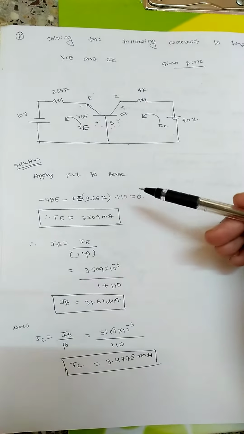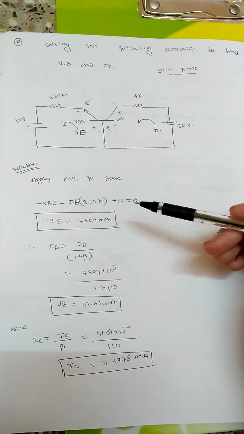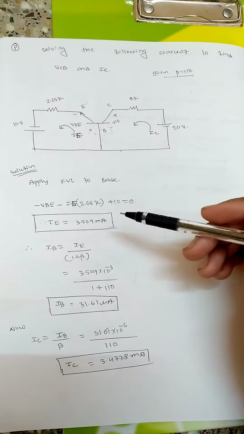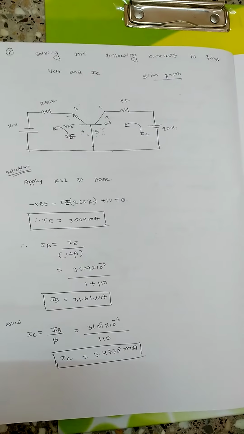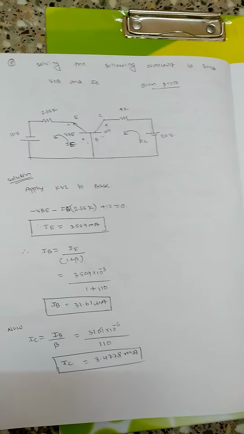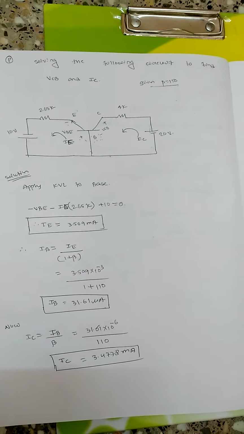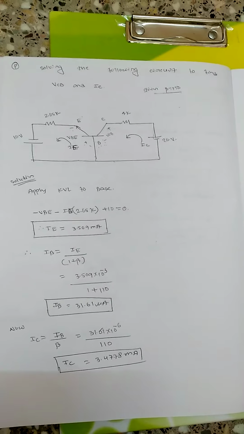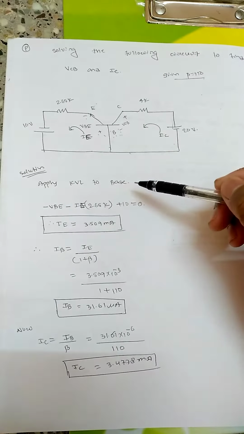First I need to find out the currents. Whatever the problem may be, you just find out the currents, because we will need these currents in order to find the voltages. Whatever they ask, first apply KVL to the base loop and find all three currents, then go for finding the voltage. So apply KVL to the base.